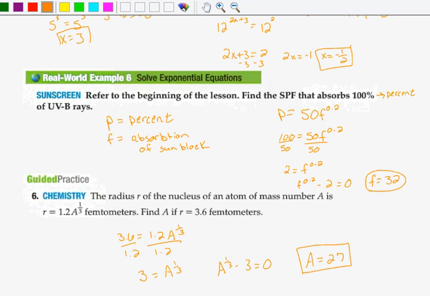Do I think you're going to see these type of problems? Probably not. But I would be comfortable with using your calculator nonetheless. Okay, go ahead and give the assignment for this section a try.